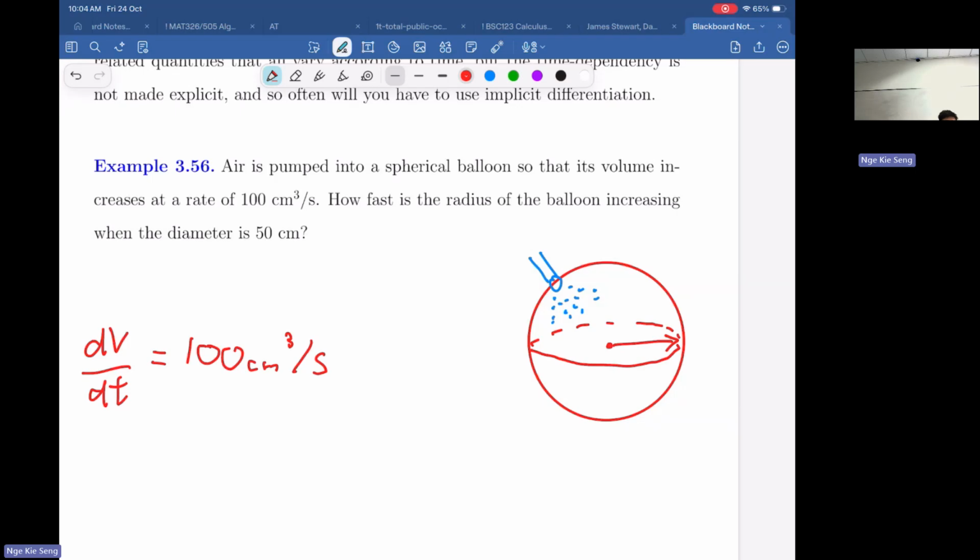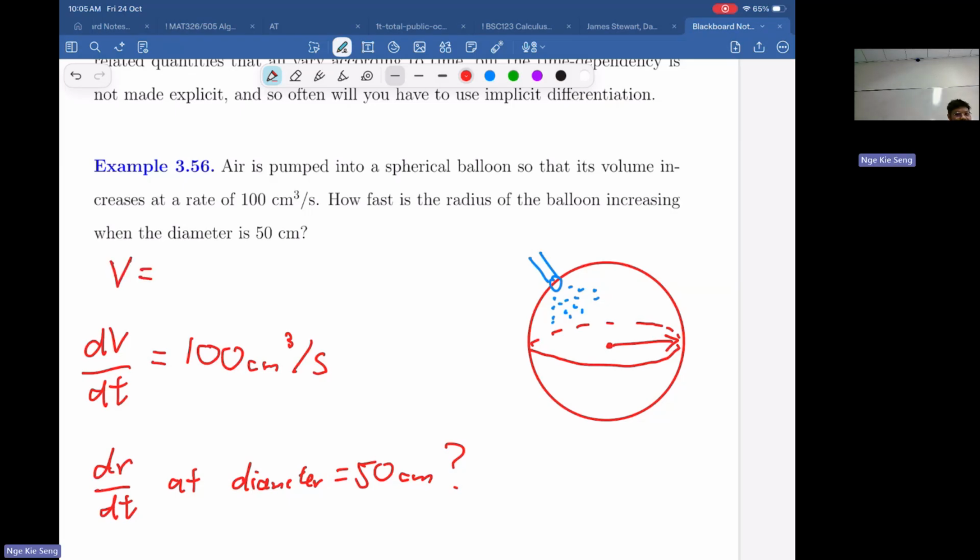So how fast is the radius of the ball increasing when the diameter is 50 cm? So the question is about dr dt at diameter equals 50 cm. You see, the information is about V, the question is about r. Do you have any way to relate V and r here? Volume of a sphere with the radius of the sphere. Do you know any formula that relates them?